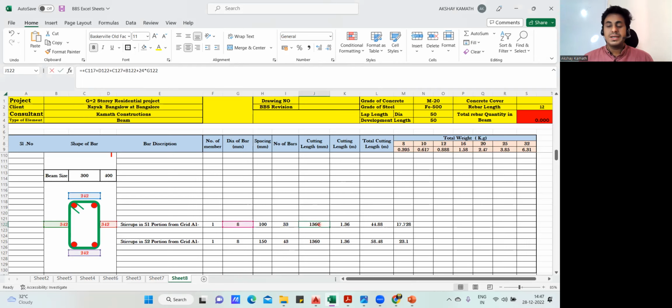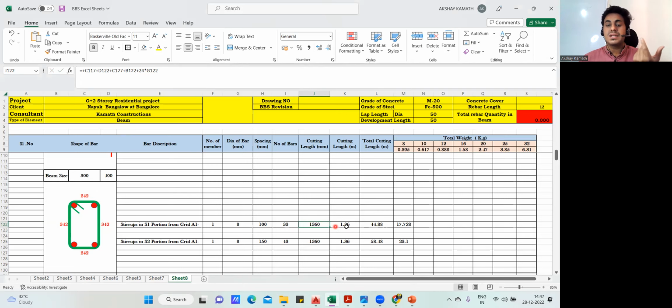Now come to the cutting length. So cutting length will be how much? 242 plus 342 plus 242 plus 342 plus 24 into diameter of the bar. Why? This hook length we have seen already. If you are still not able to understand, go back to my column lecture. There I have shown you with the help of a code book where it is written 24. Again, if you still have doubt, you WhatsApp me, I'll explain you. So 24 into diameter, 8 mm, so 24 into 8 will give me this answer. We try to find, it will be 1360 mm.